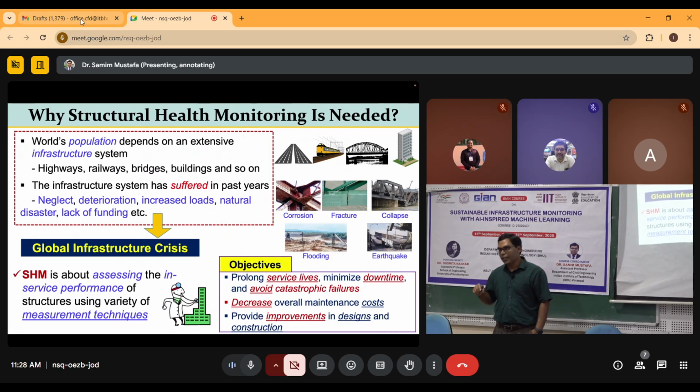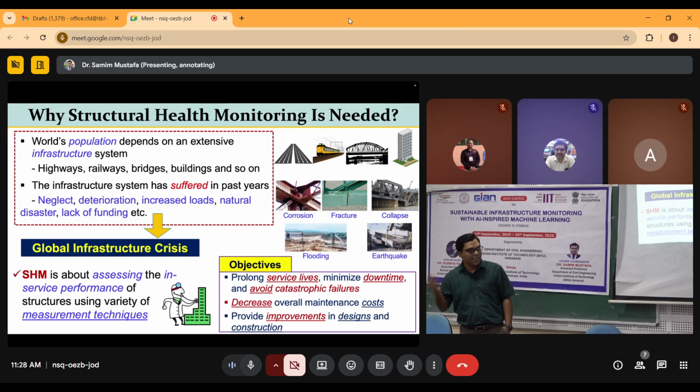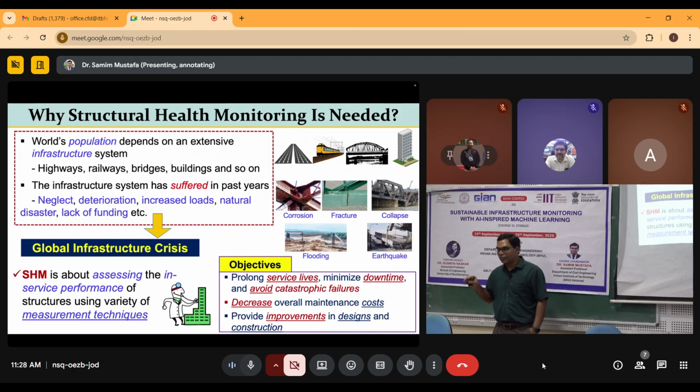Okay, once you are applying some maintenance scheme using a limited number of sensors, and it is efficient enough to detect the damage in the entire structure, then it will of course lead to lower maintenance cost as compared to your manual or visual inspection. Okay, then it provides improvement in design and construction. How does it provide? Because now you have inbuilt sensors installed in the structure. So from the sensors you are getting the data, right?